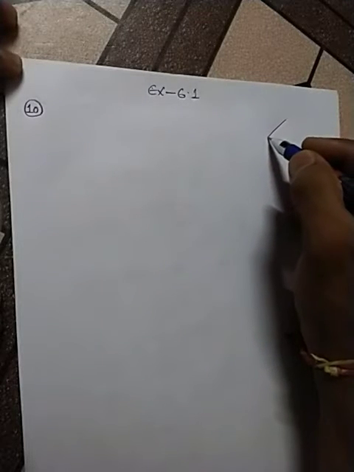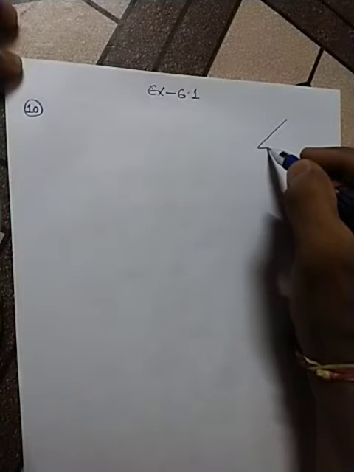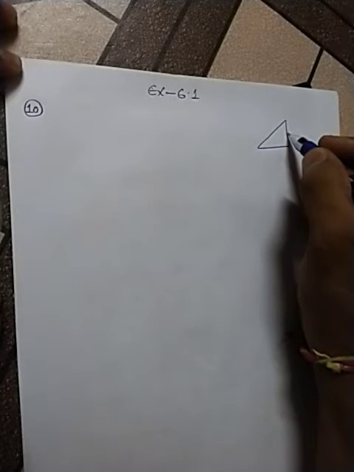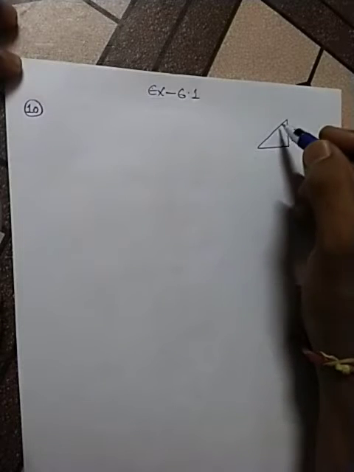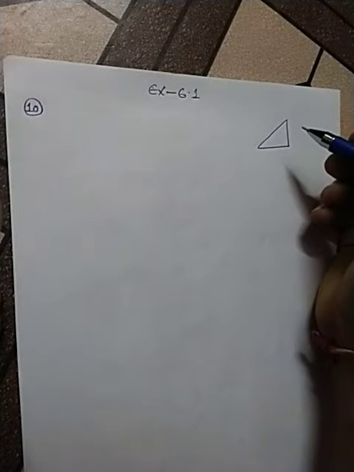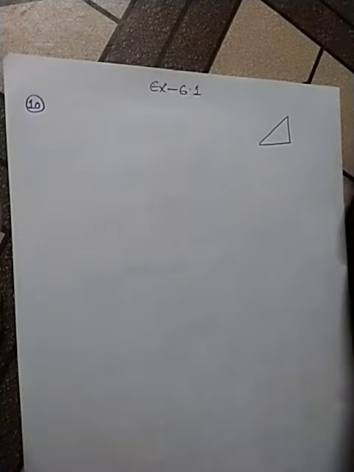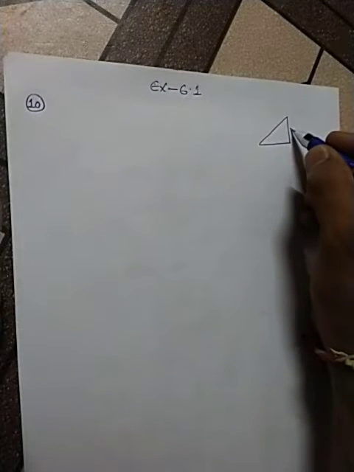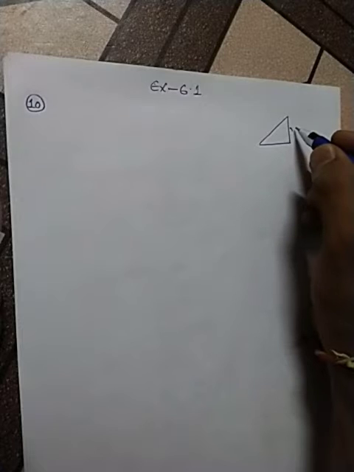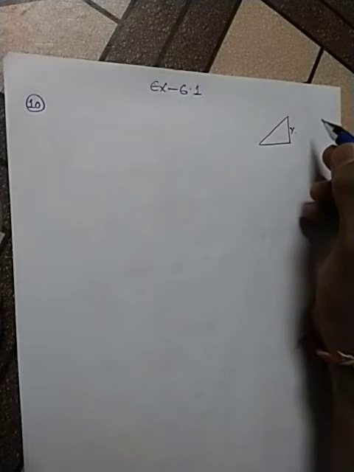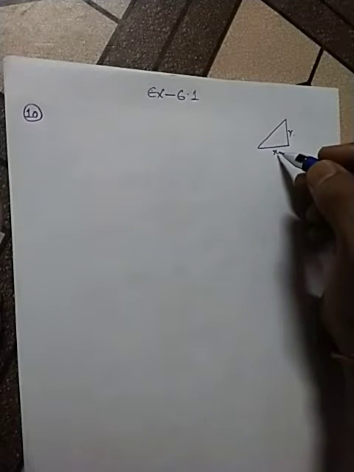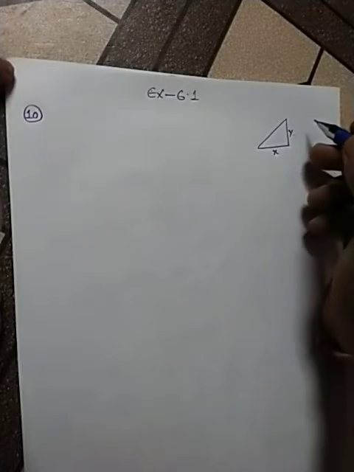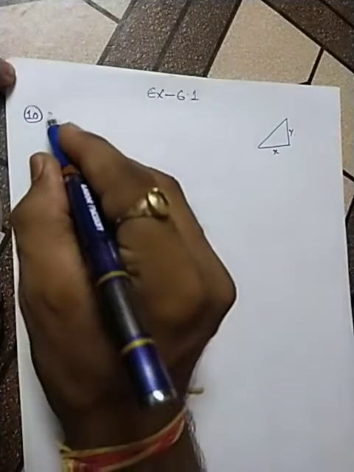So see, this is a ladder leaning against a wall. This is the wall, this is the ladder. Take the height of the wall as y, and this is x. This is y, this is x. So, question number 10, solution.